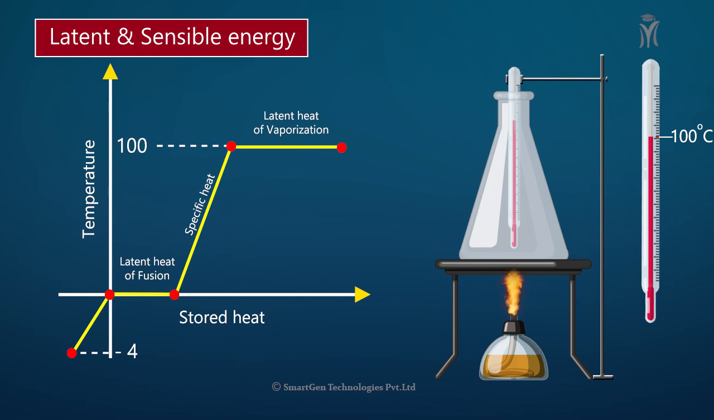Latent energy is released or absorbed when a system undergoes a phase change. Simply, a certain amount of internal energy is required for the system to have a solid phase, liquid phase, or gas phase. Sensible energy is the kinetic energy of the particles within the system.